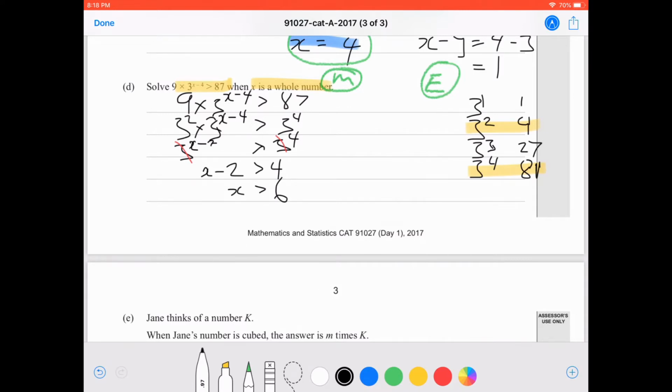Okay, I hope that makes sense. The 87 tends to throw people off because you're not working with exact powers of 3, but that's exactly why you also have the inequalities in the question there. So x is greater than 6. You could also say, and the marking schedule mentions it, x is greater than or equal to 7. So that's what I was getting at before.